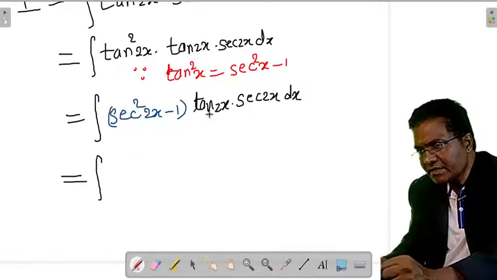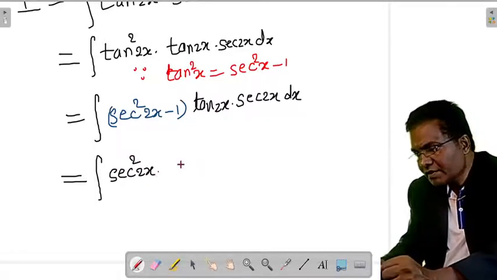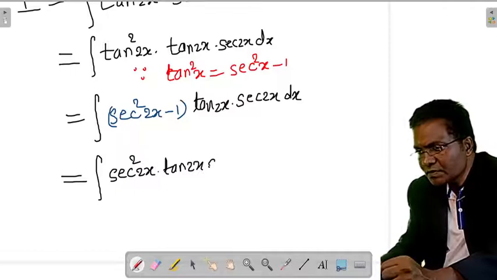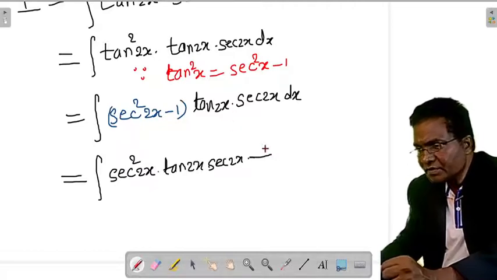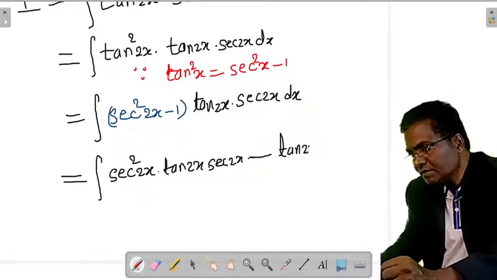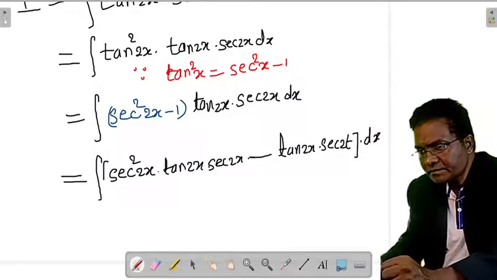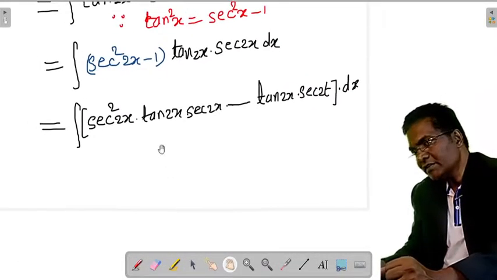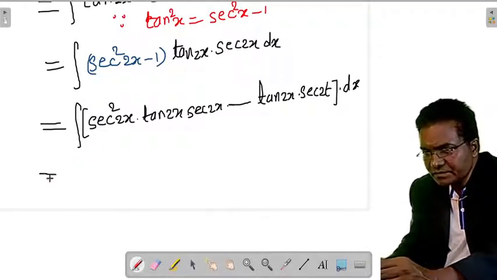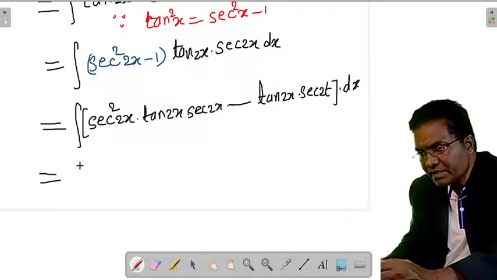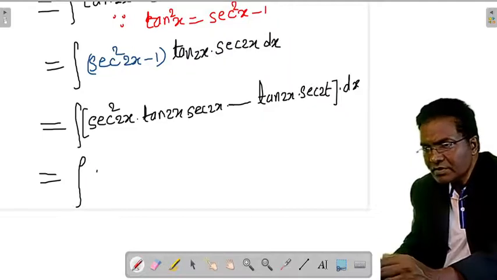Now we split it, this into this, full term: secant square 2x into tan 2x into sec 2x, minus this into this, tan 2x into sec 2x dx. Now write two separate integrals. One can directly write at this stage two separate integrals. By practice you will get such ideas.